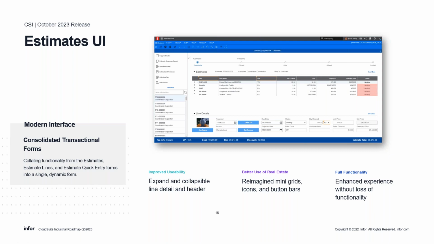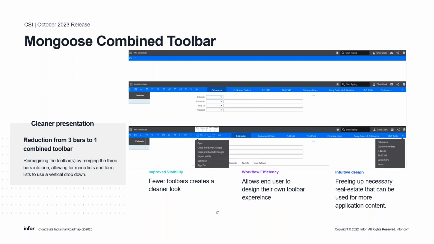For October, you'll see estimate lines and estimate quick entry forms combined into a single dynamic form. So as I mentioned, we're consolidating a number of our existing classic forms and creating this new generation of forms so that obviously that will reduce clicks, that will make the processes more streamlined. And so we're really excited to get this out the door and get users on it and experiencing the new look and feel. And so we'll be also working with you to get your feedback on that as well.